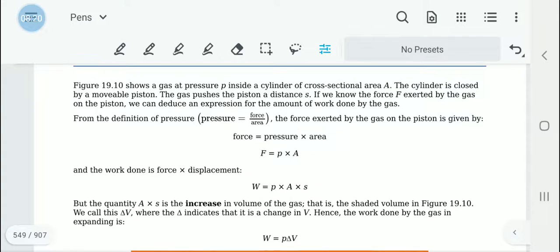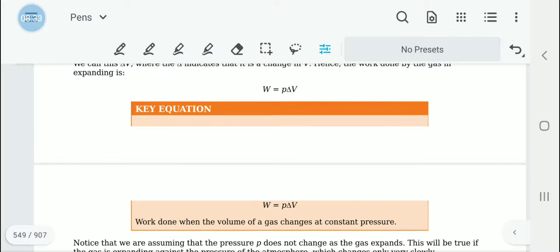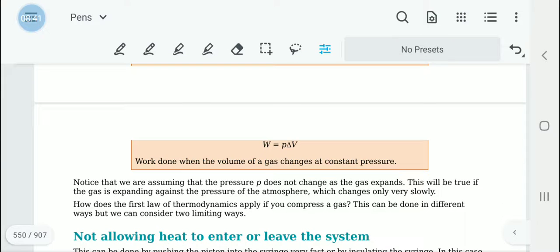You need to try to memorize how we derived this equation, because that might be important. So the main equation, this is something that you must remember, W is equal to P delta V, right? Work done when the volume of gas changes at constant pressure. So obviously this is relatable only to gases, and it has to happen under constant pressure. So the work done would be W is equal to pressure into delta V. Here we are assuming that the pressure does not change as the gas expands, right? So this is actually the ideal gas principle, and an extension of that as well. This will be true if the gas is expanding against the pressure of the atmosphere, which changes only very slowly.